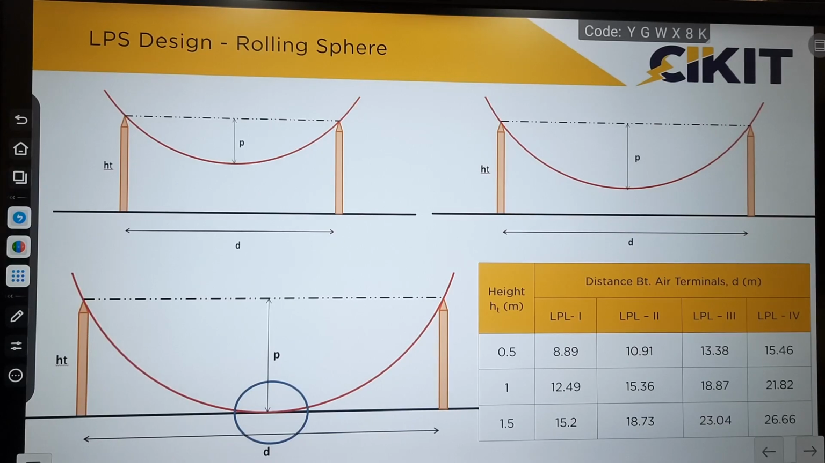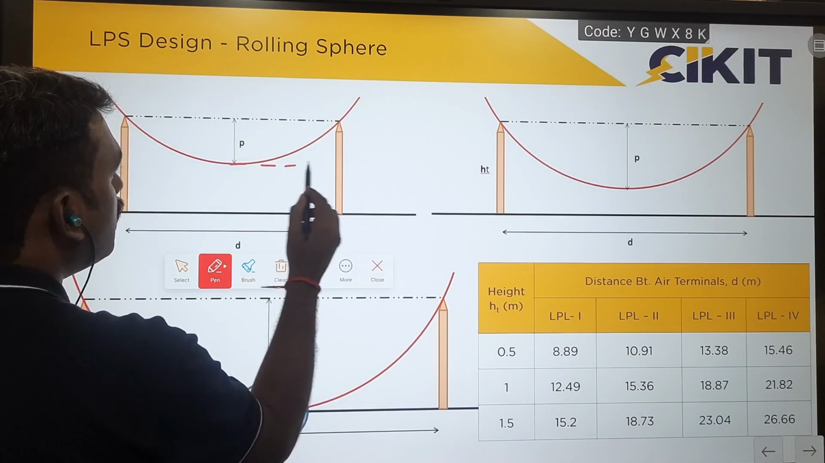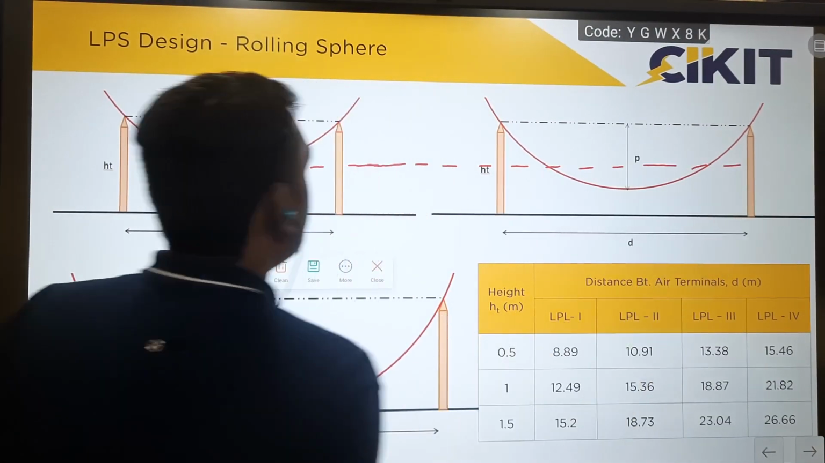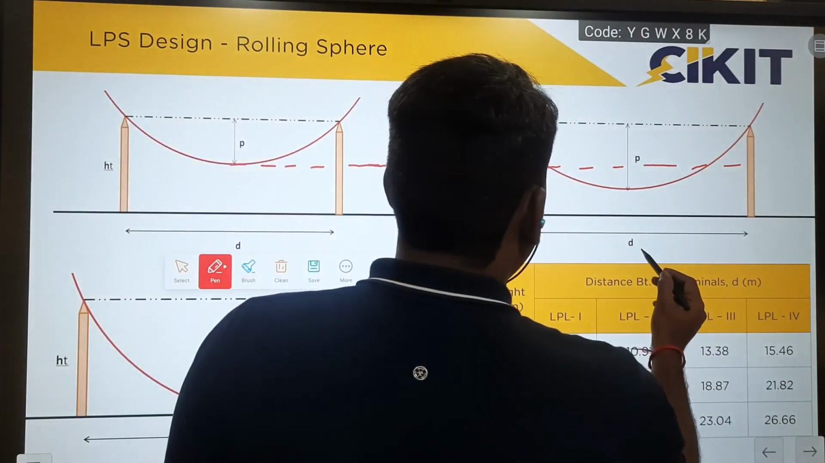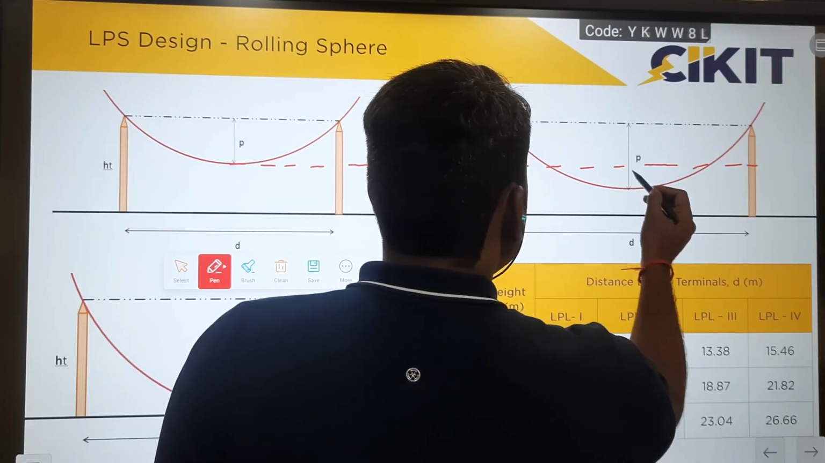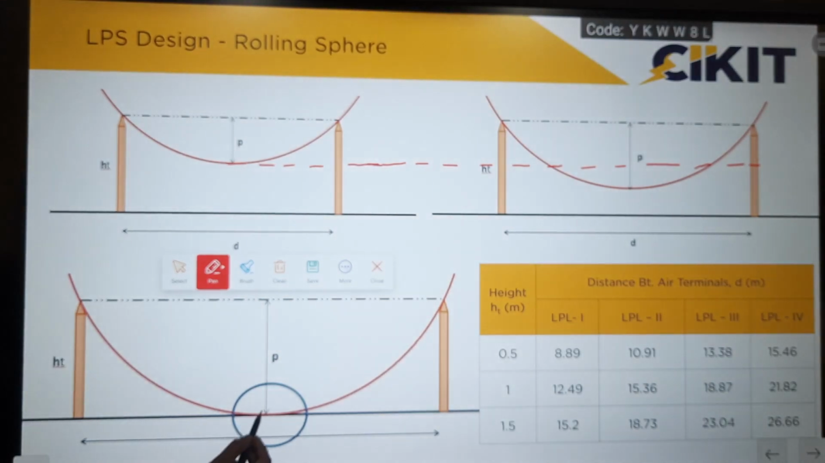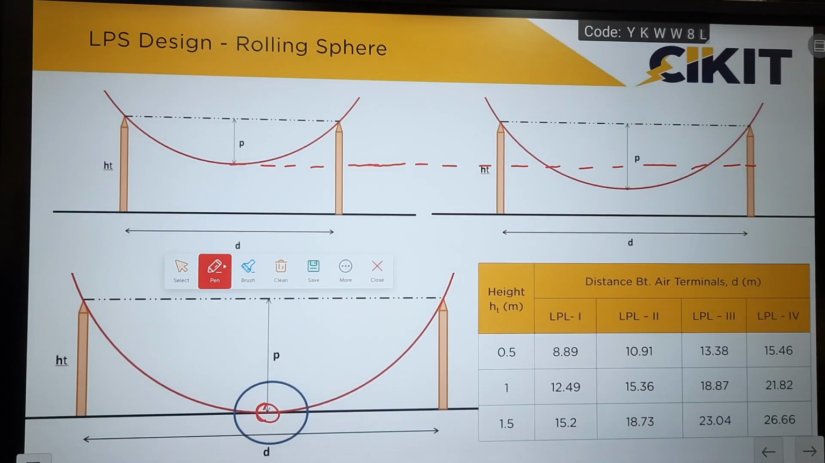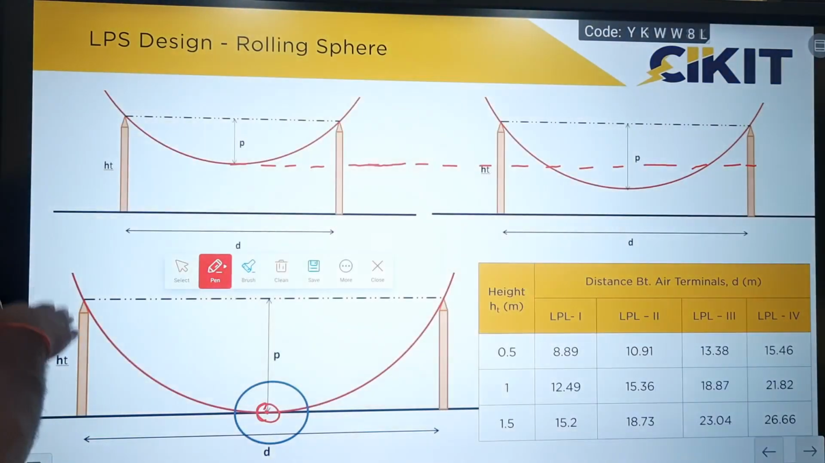If I increase the distance, you can observe this is the bottom level of the sphere. Here I am increasing the distance further. If I increase the distance, then some more portion of the sphere is coming below this level. And if I increase the distance further, then some portion of the sphere will make contact with the structure to be protected.